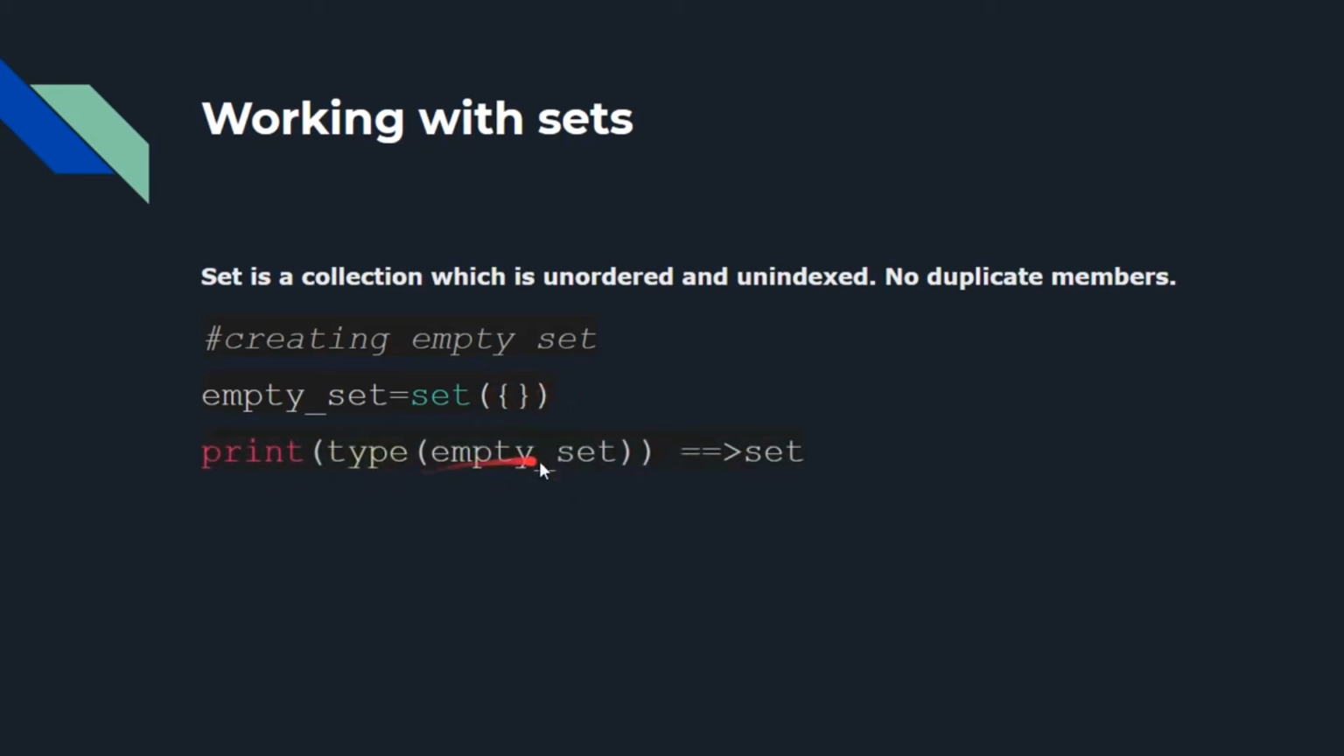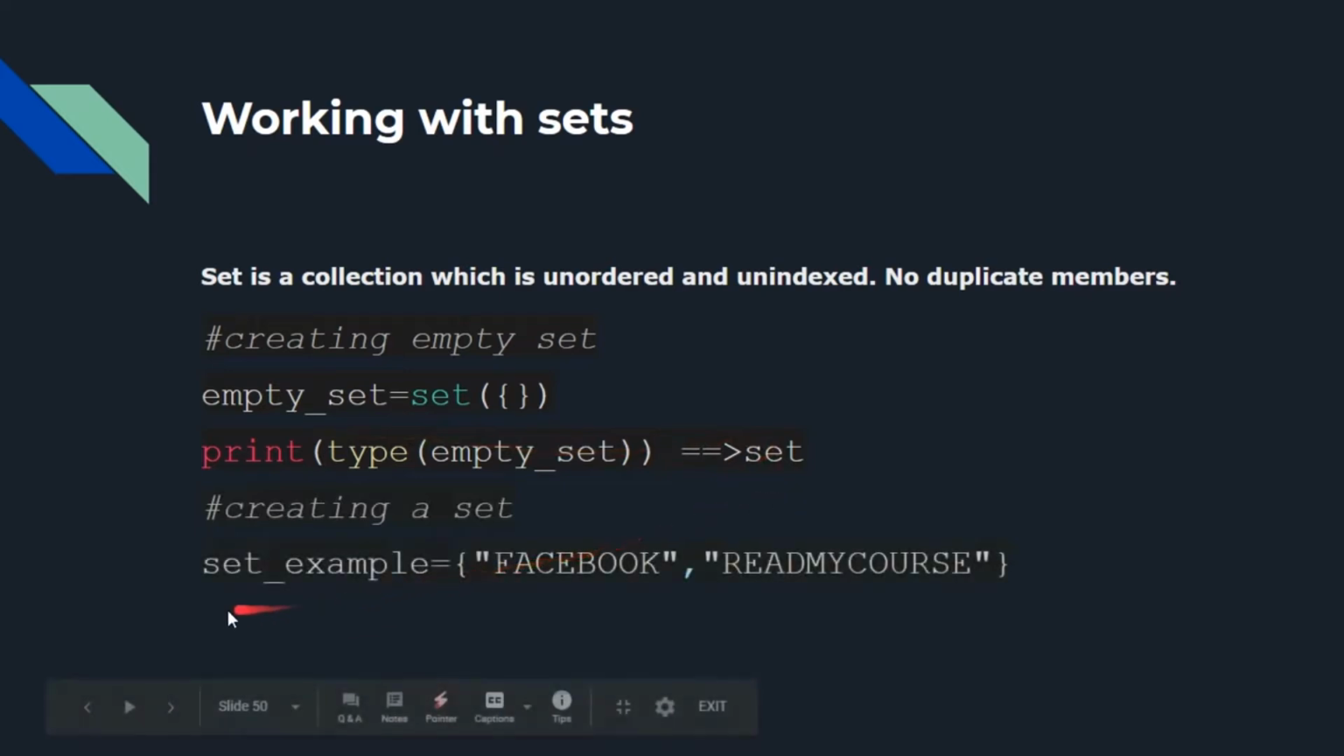If you print the type of this empty set, it will return set because the class of this is set. So creating a set, suppose that if you want to create a set having elements Facebook and read my course, then you write set example is equal to curly brackets, and inside it you pass the elements. Here you can see that I have passed Facebook and read my course. By this way we can create a set.